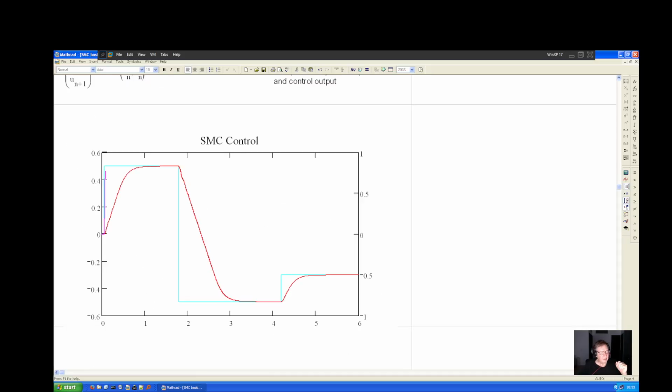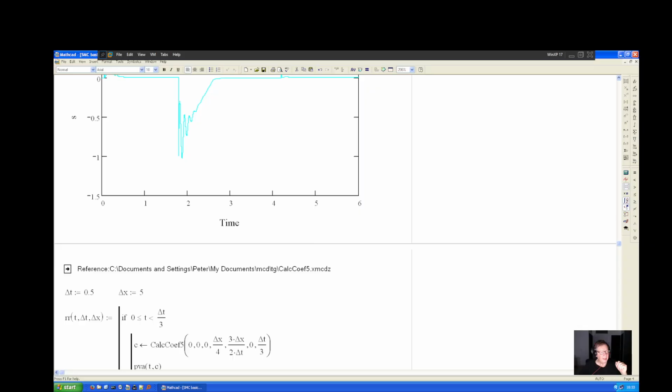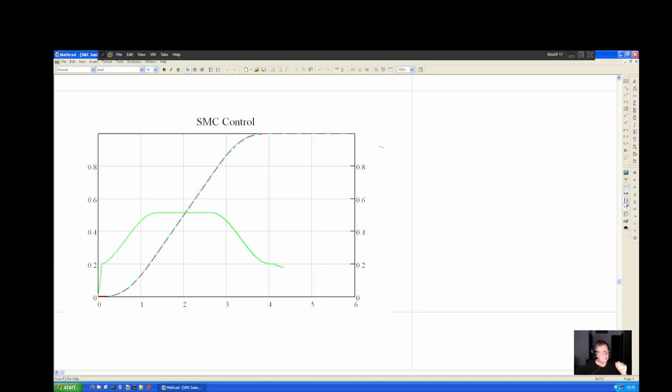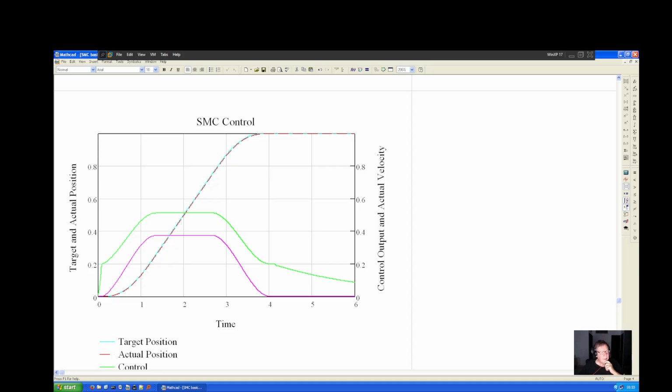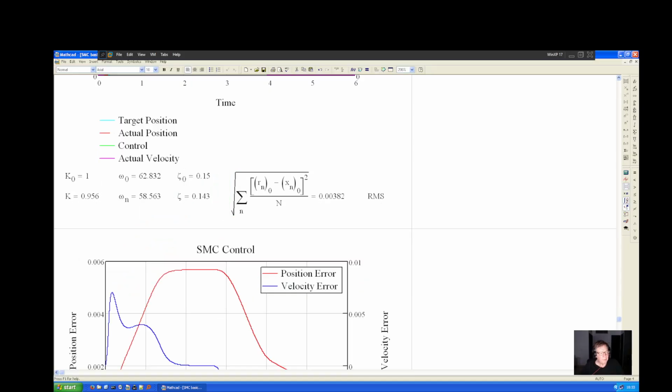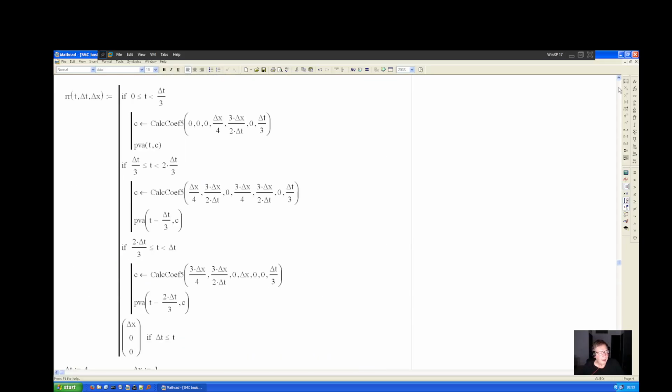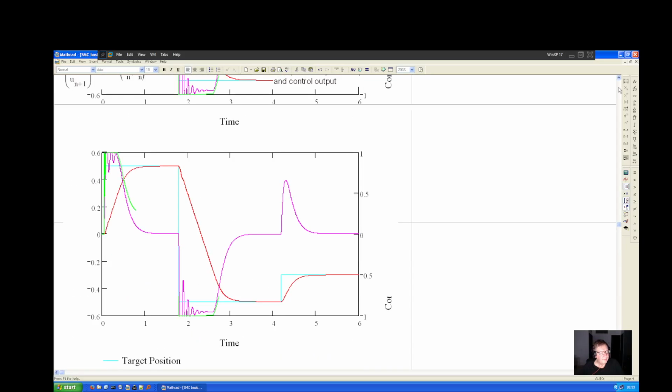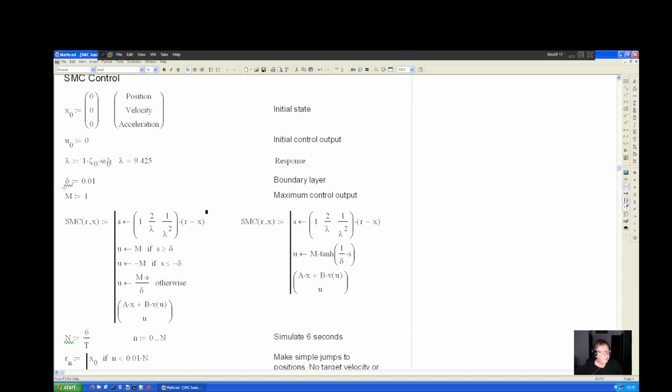Now, going down a little bit, let's try a motion profile. And you can see that the target and actual position track fairly accurately. You can see that the root mean squared error is almost 4 millimeters. And the reason for that is because up here I just changed the response value from 5 to 1. Let's move that back to 5.